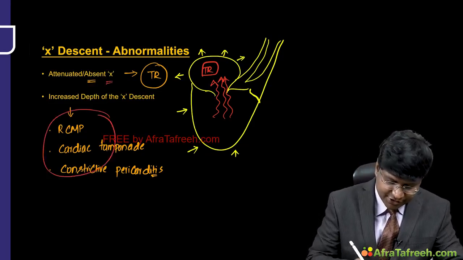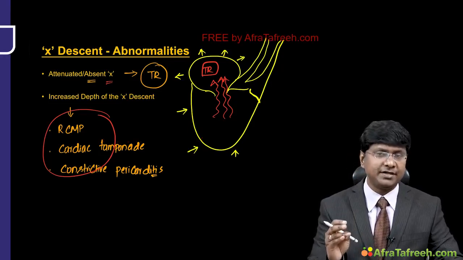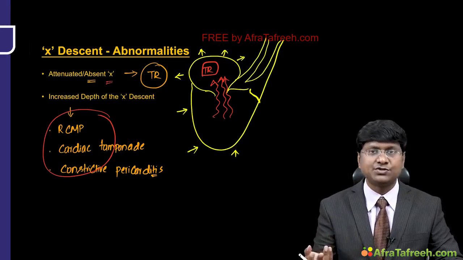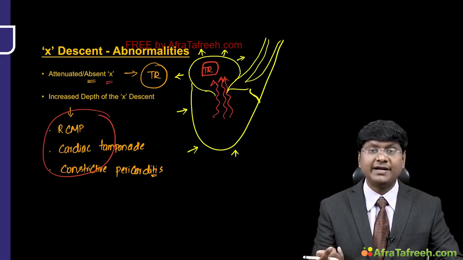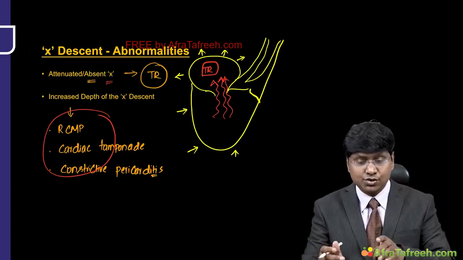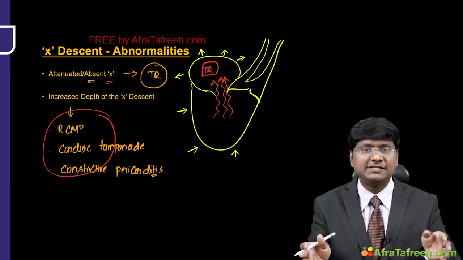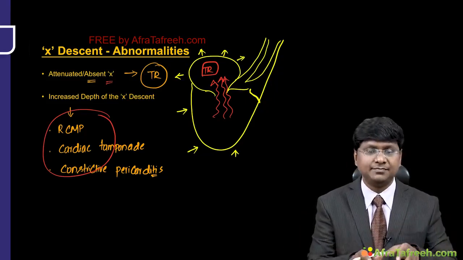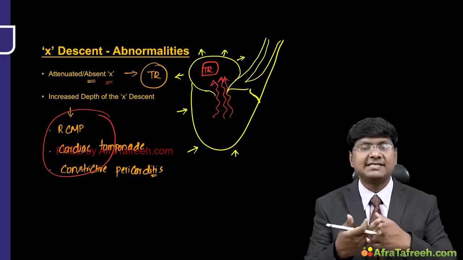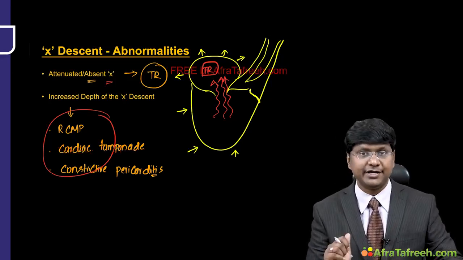Whereas in these conditions, why you have exaggerated X descent is, in restrictive cardiomyopathy, constrictive pericarditis and as well as cardiac tamponade, there is increase in your RV end diastolic pressure. Once there is increase in your RV end diastolic pressure, right atria cannot send the blood adequately to right ventricle. So right atria will try to distend maximally or relax maximally to accommodate the blood which is not being received by the right ventricle, and thereby you get this exaggerated X wave in constrictive pericarditis, restrictive cardiomyopathy and as well as the cardiac tamponade, right?